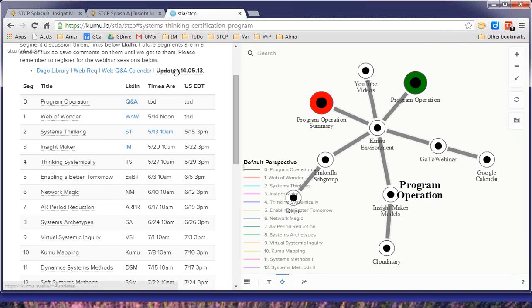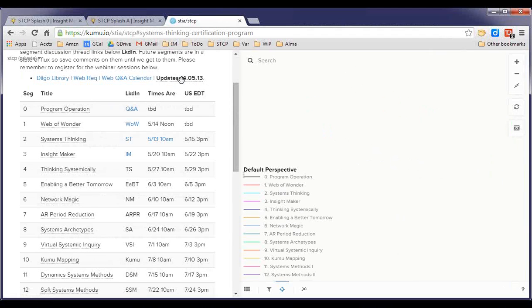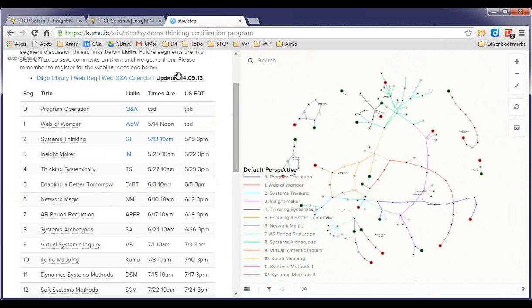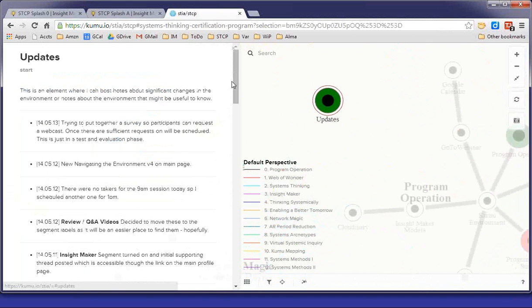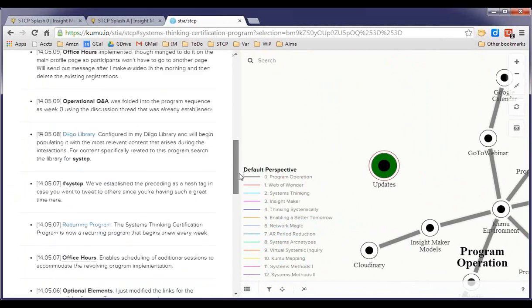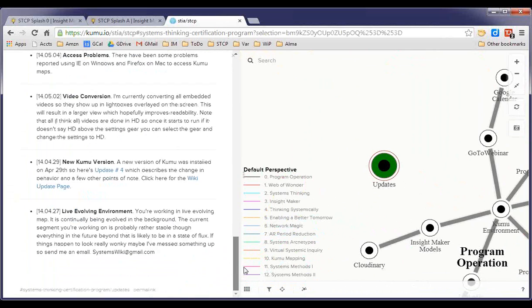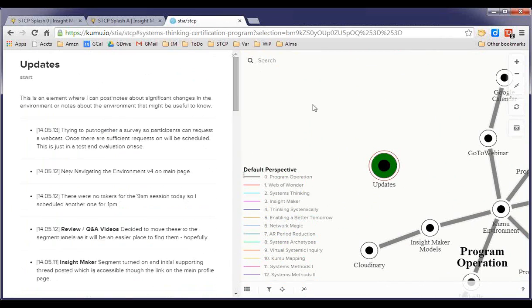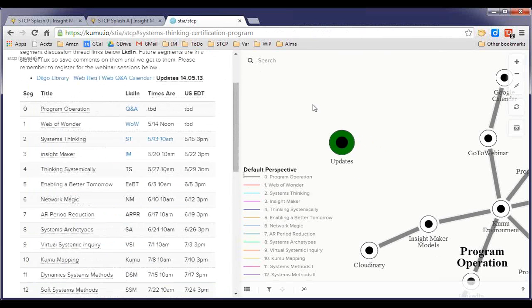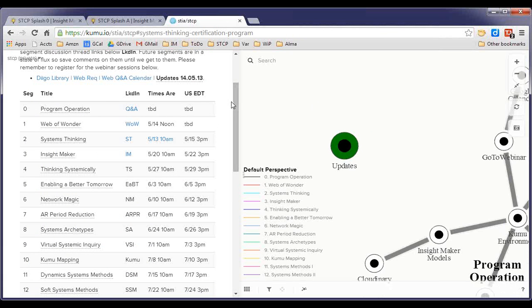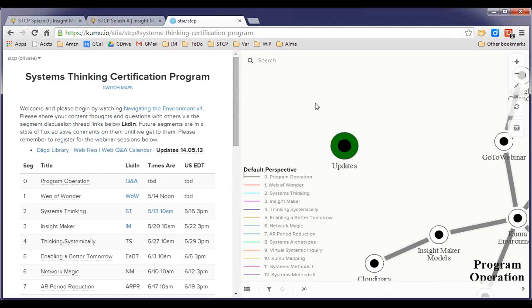So this updates page looks like a nightmare in terms of the changes that have been made to this program in the past week and a half or 2 weeks. But I think it's beginning to settle down, hopefully. Otherwise, it may end up destroying me. So that's the current thoughts around what's evolving regarding the program operation itself.